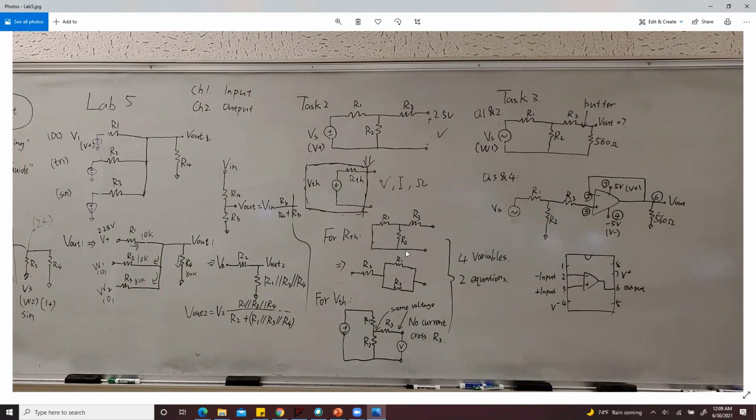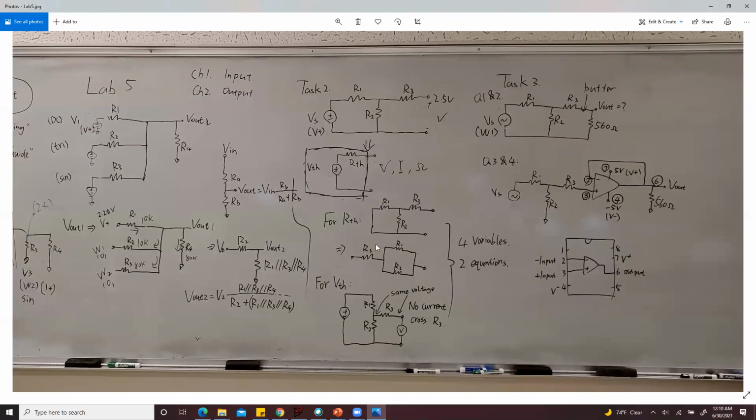And I can simplify this circuit to something like this. So this is simple to see. This is R3 in series with R1 and R2 in parallel. So this circuit should have a resistance of 1.5 k ohm. That's the first thing you want to make sure: make sure you have the correct equivalent resistance.